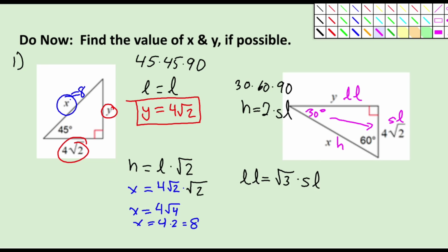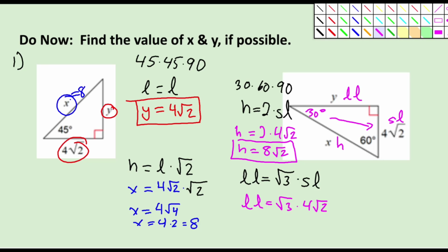So let's find the hypotenuse right now. The hypotenuse is equal to 2 times the short leg, which is 4 square root of 2. So h is going to be equal to 8 square root of 2. Game over. Let's try the next one. So the long leg is equal to square root of 3 times the short leg, which we already said was 4 square root of 2. And game over for that problem also. So the long leg will be 4 square root of 6. Alright, not too bad. We found the long leg, we found the hypotenuse, and we are good to go with this one.